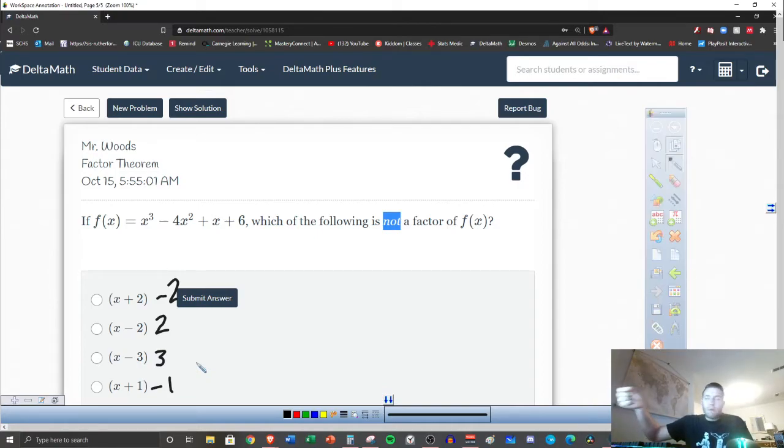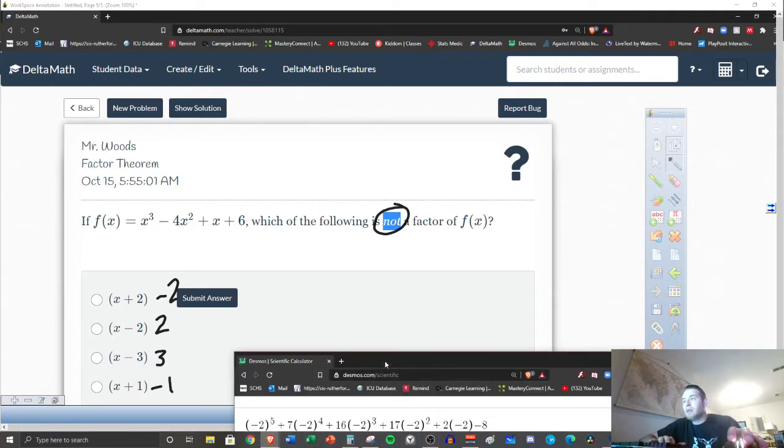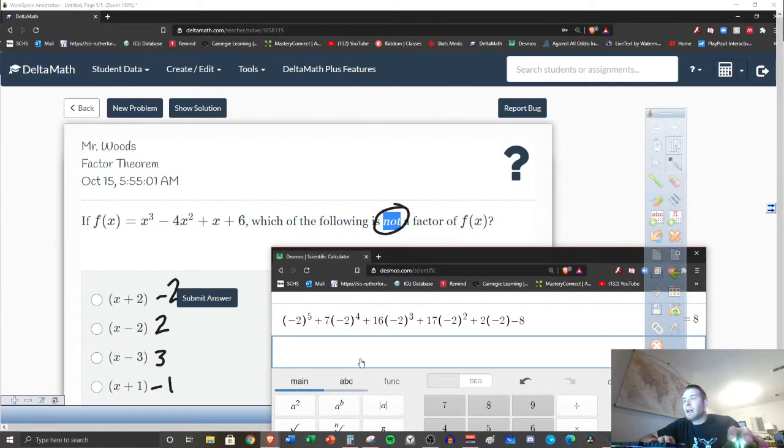What are we looking for when we plug those in? It says not a factor. So we're looking for, we don't want a 0 in this case. We do not want a 0. All right. So let's go ahead and start plugging this in. Let me show you how you can do this the quickest way.